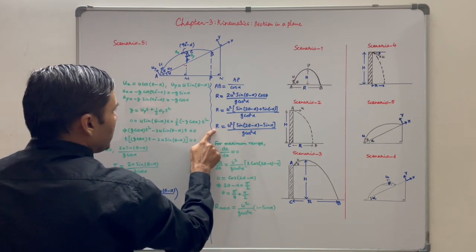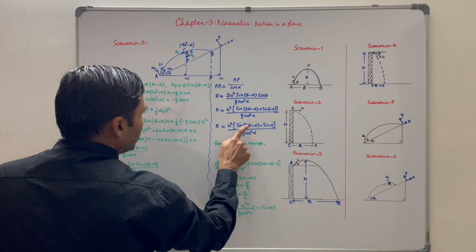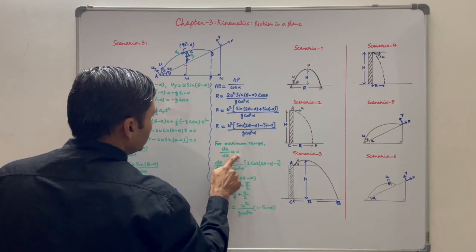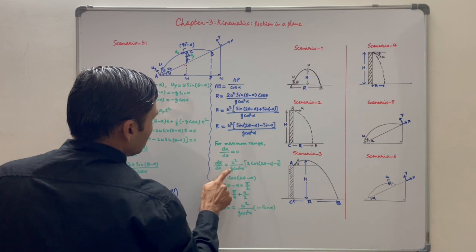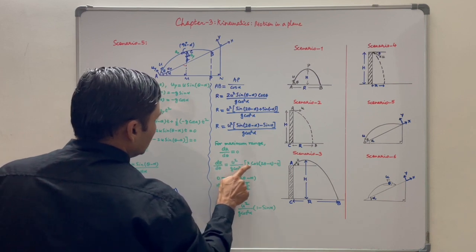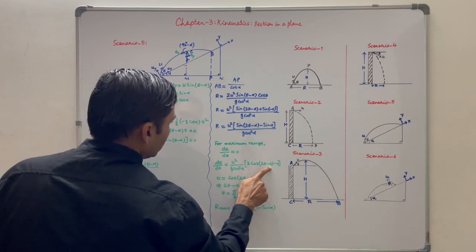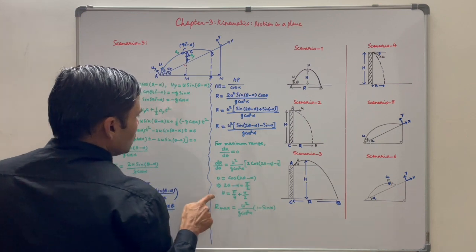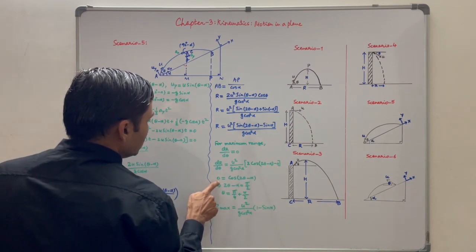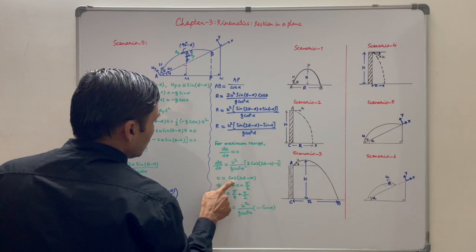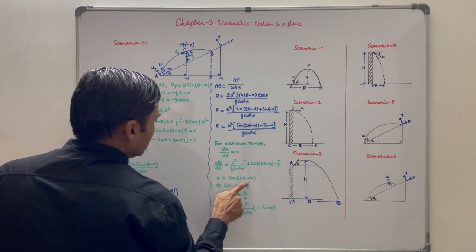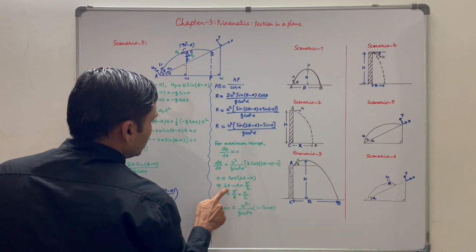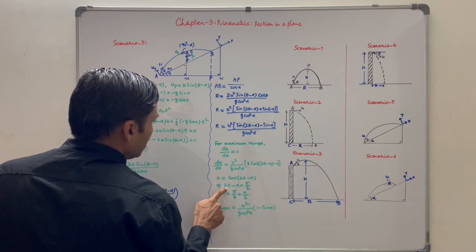Now to get the maximum range, dR upon d theta should be equal to 0. So dR upon d theta will be equal to u square upon g cos square alpha into 2 cos (2 theta minus alpha) minus 0. So the condition for maximum range will be 0 is equal to cos (2 theta minus alpha), or 2 theta minus alpha is equal to pi by 2. So this is the condition for maximum range.